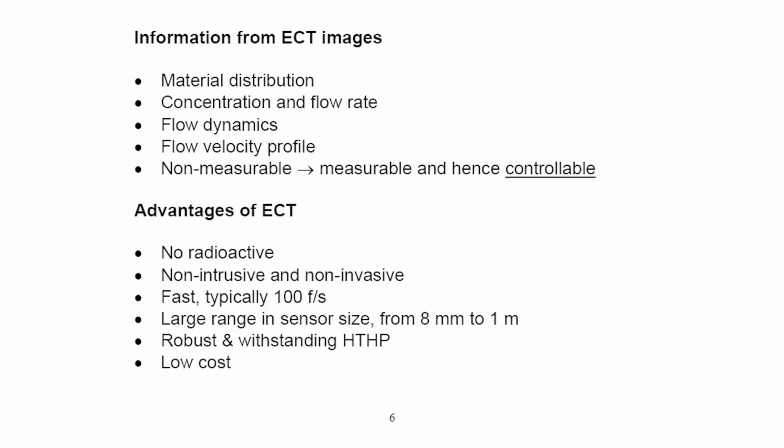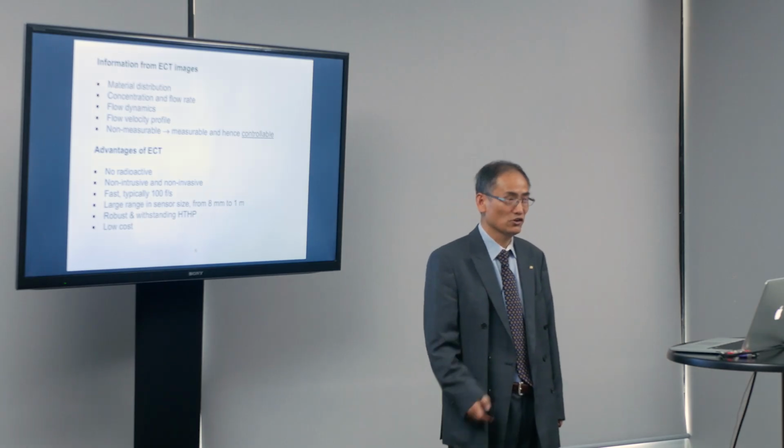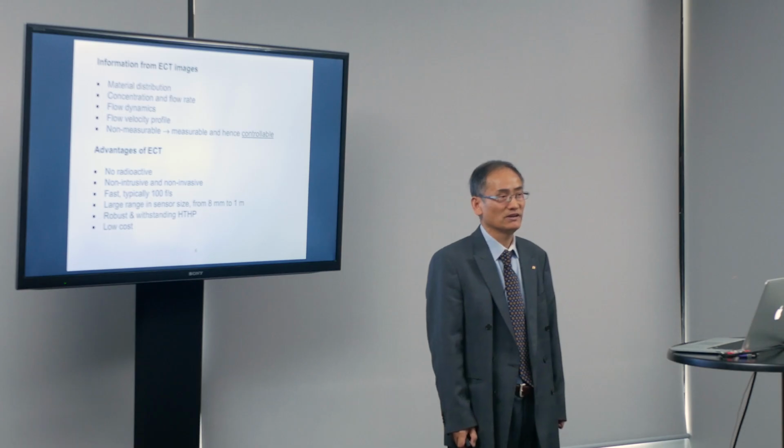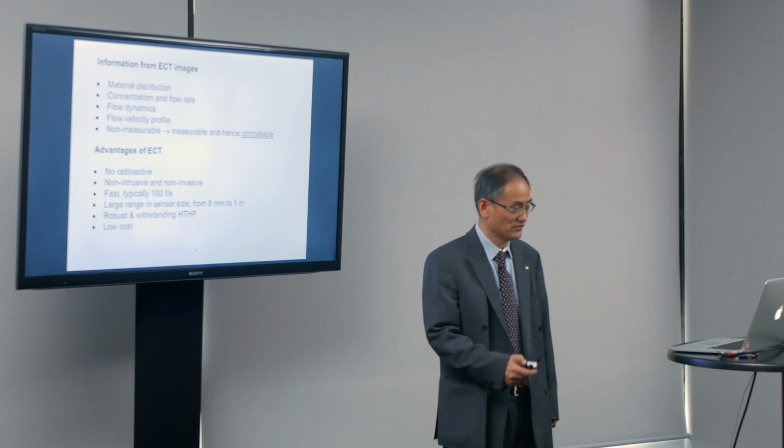In terms of sensor or process, the dimension is flexible. Can be small, can be large. The smallest diameter I did is 8 millimeter. The largest diameter I did, 1 meter in diameter. It is robust, can withstand high temperature and high pressure, as indicated by the previous slide, where I showed you 2 sensors. It is also low cost compared with, for example, X-ray and gamma-ray systems.